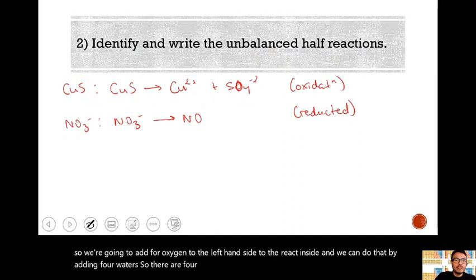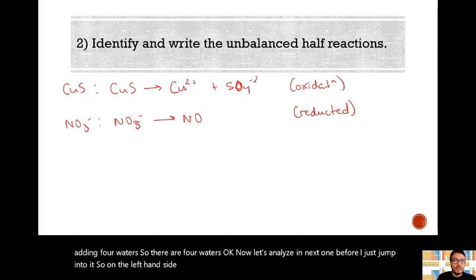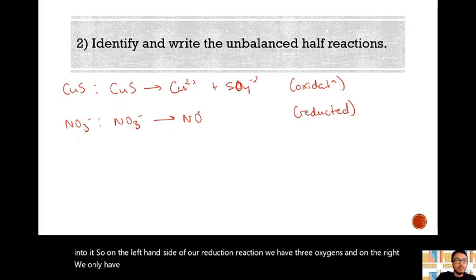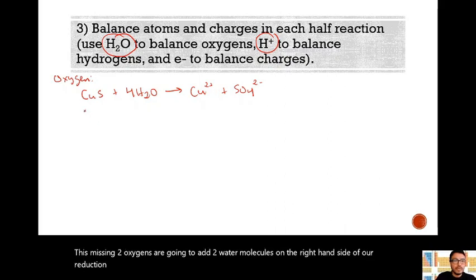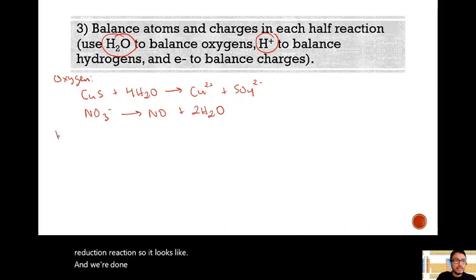Okay, now let's analyze the next one before I just jump into it. So on the left hand side of our reduction reaction we have 3 oxygens, and on the right we only have 1. So we're going to make up for these missing 2 oxygens, and we're going to add 2 water molecules on the right hand side of our reduction reaction. Okay, and we're done balancing oxygens. Next, we're going to balance hydrogens.